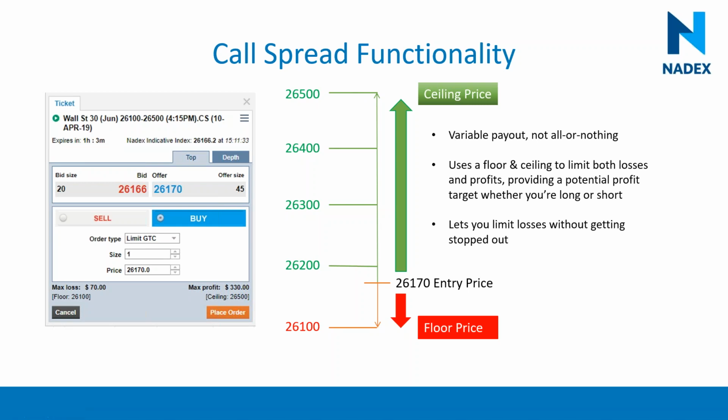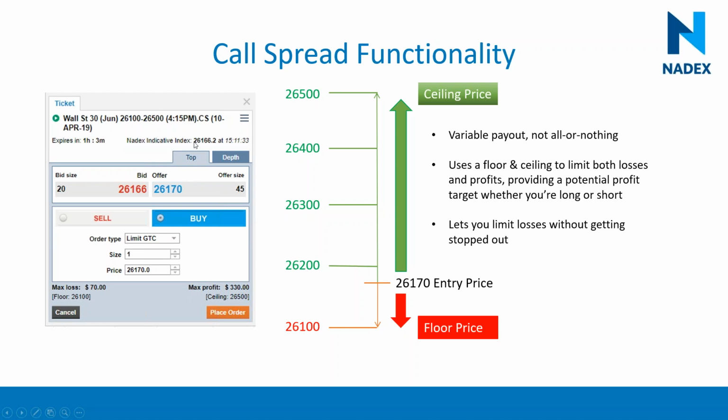Again, you can close out any time. You don't have to take the maximum losses. You know, you can lock in profits or you can take smaller losses. What's really cool about this is, let's say that we were trading this contract, and just to give an example of optionality, let's say this is our floor, 26,100.